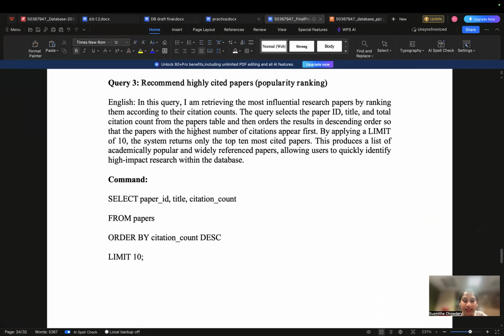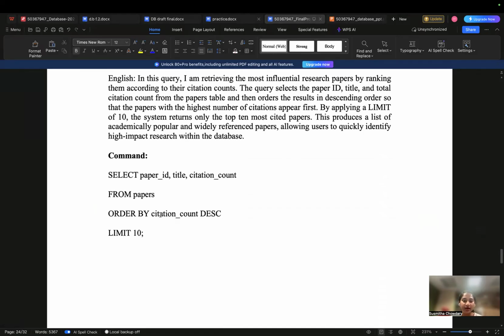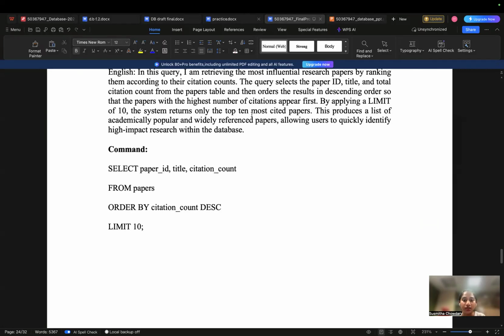And the third query is to recommend highly cited papers. The data will be retrieved based on the popularity ranking. In this query, I have retrieved the most influential research papers by ranking them according to their citation counts. The query selects the paper ID, title, and the total citation count from the papers table, and then orders the result in descending order, so that the papers with the highest number of citations appear first.